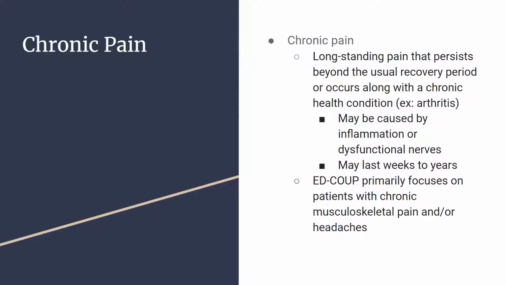The next group of patients that we focus on in this study are those with chronic pain, and specifically those who use opioids to cope with chronic pain. Essentially, chronic pain is just long-standing pain that might persist beyond a usual recovery period or occur along with a chronic health condition. Arthritis is a perfect example. It causes intense pain in the joints. This may be caused by inflammation or nerve damage, and it may last weeks to years or an entire lifetime, unfortunately, in some of our patients.